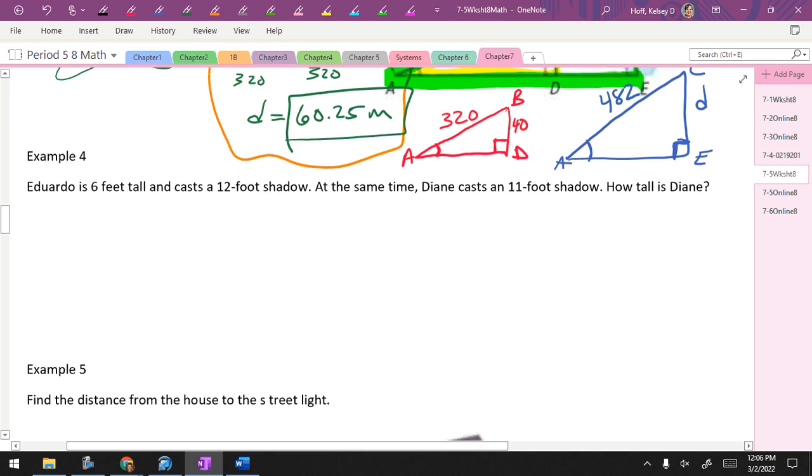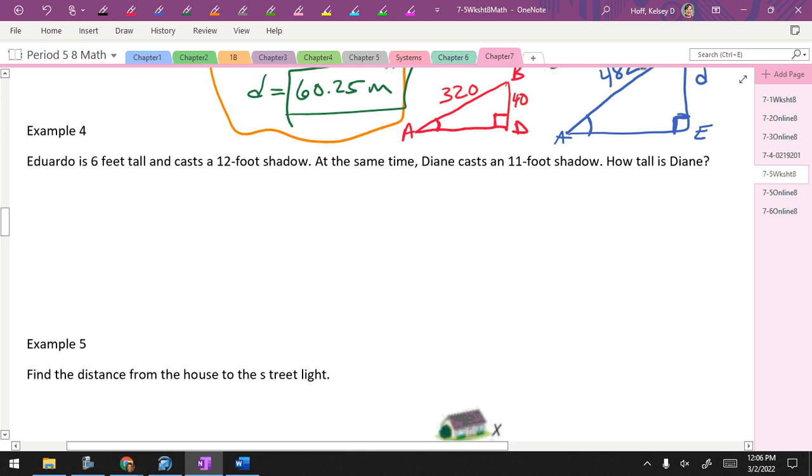What happens if they don't give us a picture? You use Miss Hoff's art skills. Eduardo is 6 feet tall, casts a 12-foot shadow. At the same time, Diane casts an 11-foot shadow. How tall is Diane? Meet Eduardo. Eduardo is 6 feet tall. I know from his head to his toes is 6 feet. His shadow is 12 foot long. On the ground is 12 foot long. Put your calculator down. You're drawing a picture with me.